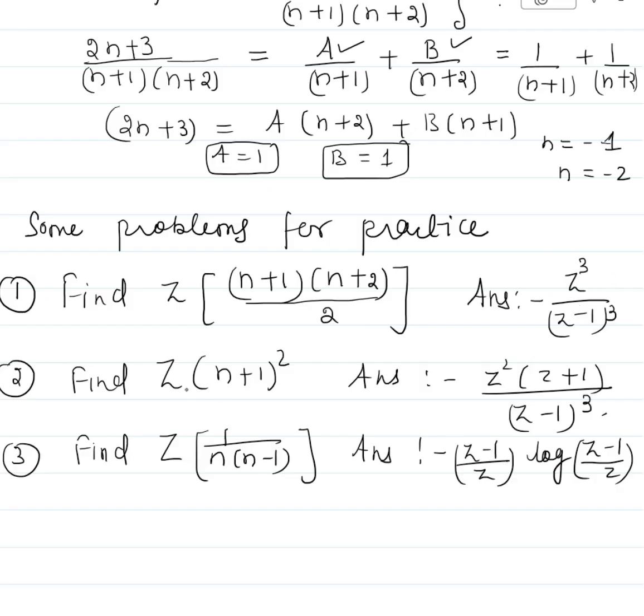Similarly, if you want to find the z transform of this, you will write n square plus 2n plus 1, and by splitting this into z of n square, z of 2n, and z of 1, you can find this result. But in this case, you can't apply the formula directly. You have to use partial fractions. So students, please try to solve this problem yourself: how to find the z transform of question number 3. So thank you everyone for watching it.